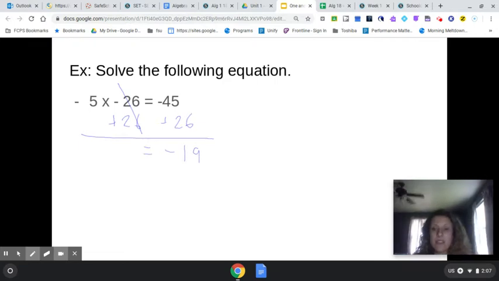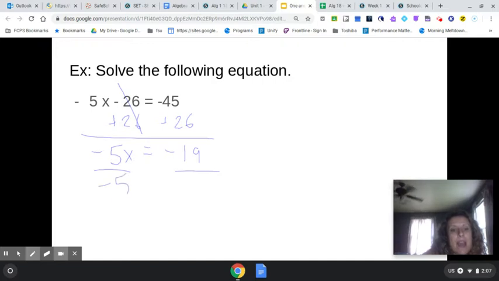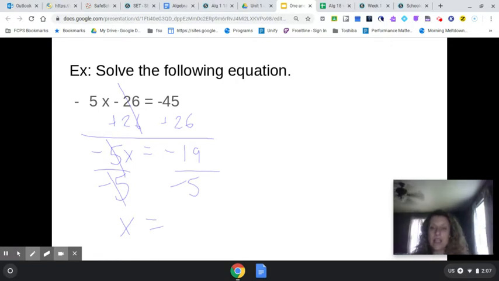On the left side of the equation, I'm just going to pull down anything that we haven't used, which is the -5x. -5x means -5 times x. So the inverse operation, we're going to divide both sides by that -5. On the left side, -5 divided by -5 is just 1. I don't need to write that 1, so I'm just going to say that's x equals, on the right side, -19 divided by -5.